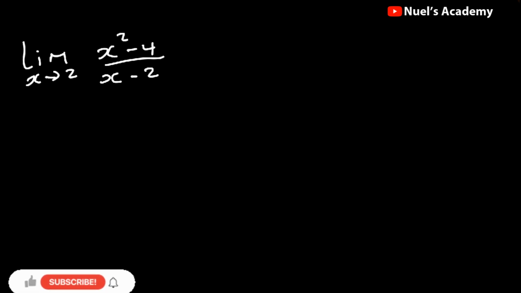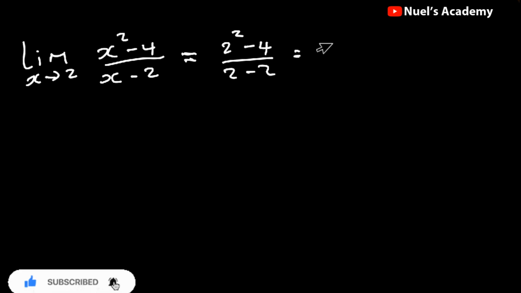In this lesson, we're going to be discussing how to evaluate limits, both analytically and graphically. So for example, if you're given this question, find the limit as x approaches 2 of x squared minus 4 over x minus 2. If you plug 2 into this rational expression, we're going to get 2 squared minus 4 over 2 minus 2. 2 squared minus 4 is equal to 0 and 2 minus 2 is equal to 0. And so this is indeterminate.